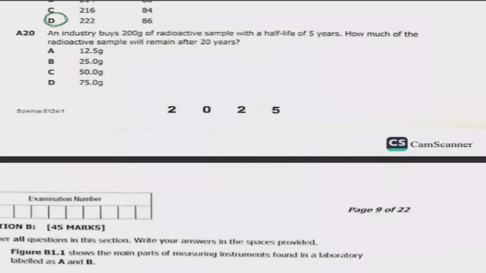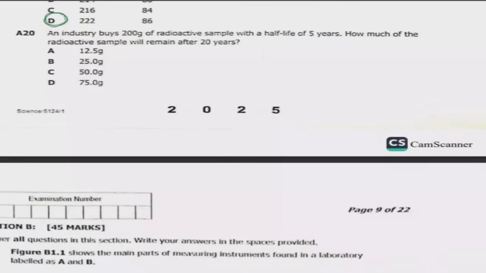Okay, we come to question 20, which is as follows. An industry buys 200 grams of radioactive sample with a half-life of 5 years. How much of the radioactive sample will remain after 20 years?